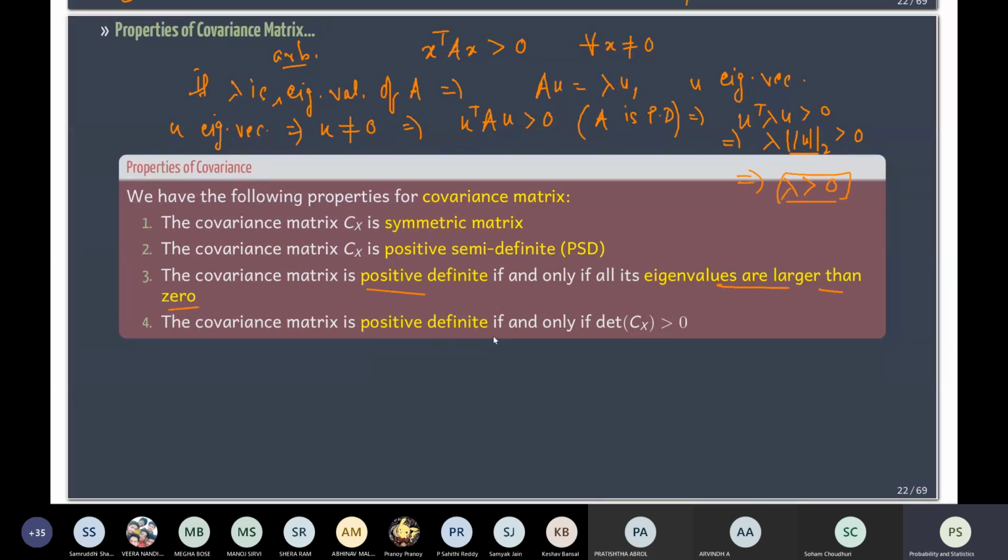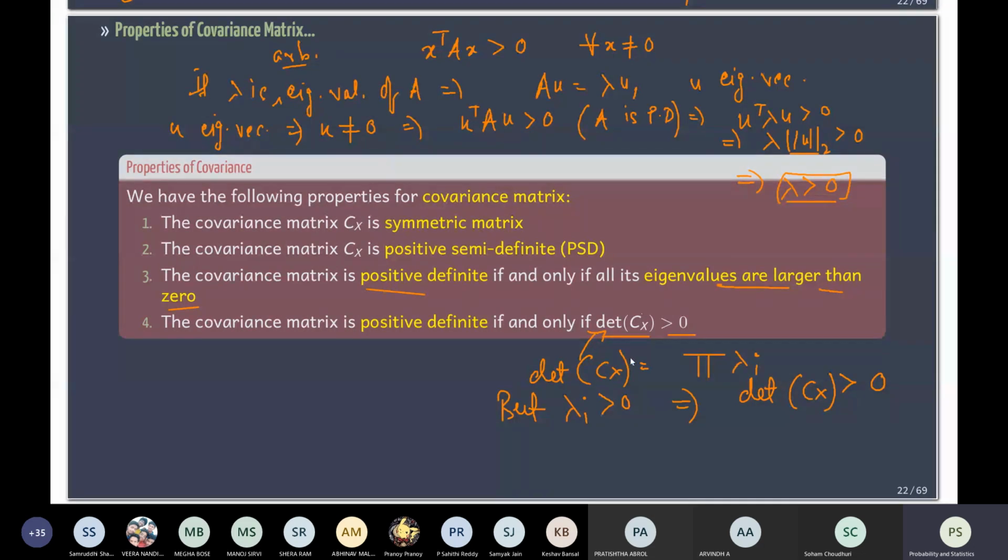The covariance matrix is positive definite if and only if the determinant is greater than 0. Obviously, the determinant is the product of eigenvalues, the product of lambda i. The lambda i are greater than 0, so we are taking the product of all the positive eigenvalues. So the determinant of Cx must be larger than 0, because the product of positive quantities must be positive. So these are if and only if.